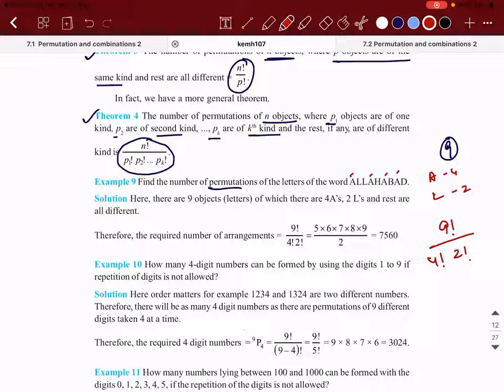Generally, I don't know how your school expects. If you leave it like this also, you should get marks. But if they ask you to simplify it, you have no other option, you have to do it. That is subject to the teacher.